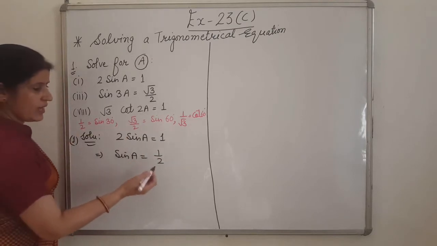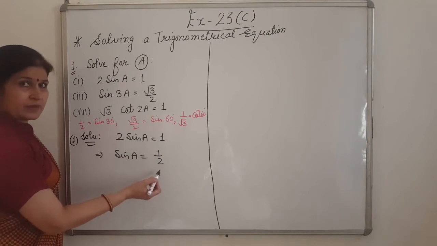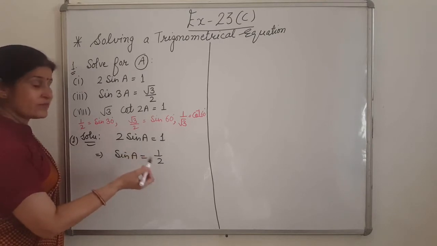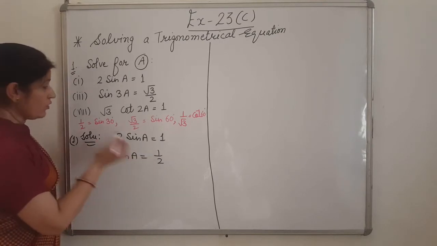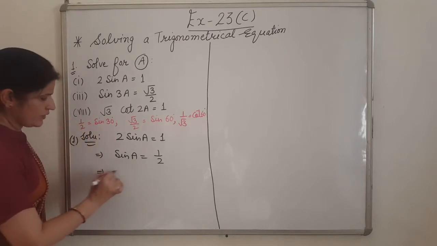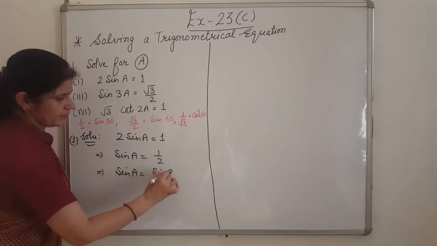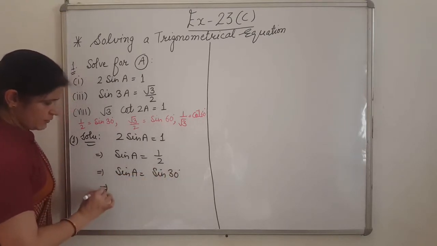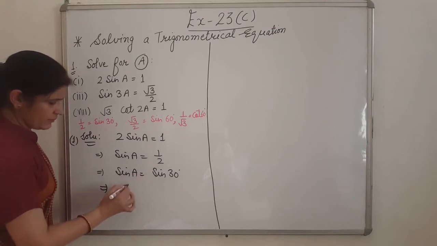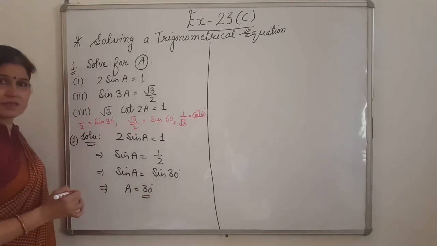After finding this, you have to look for the value 1 over 2 in the table. In sine, cos or tangent, we will look in sine. 1 over 2 is equal to sine 30. So we substitute here sine 30. That means when you compare, A is equal to 30 degrees, and this is the answer.